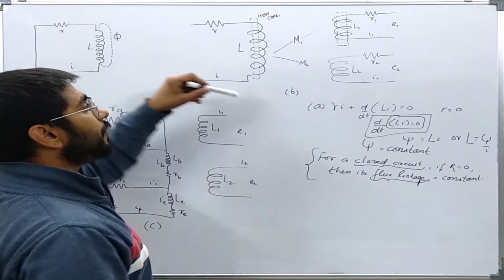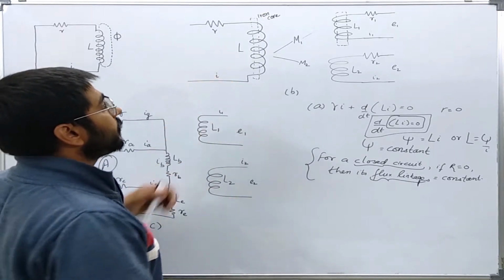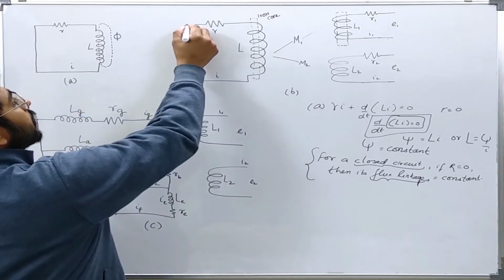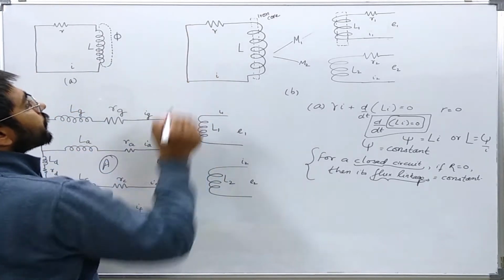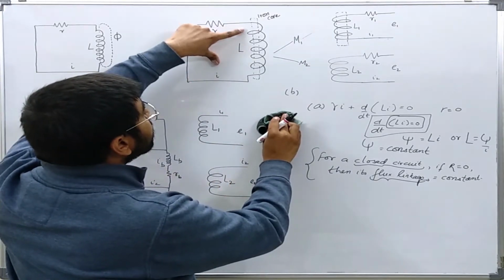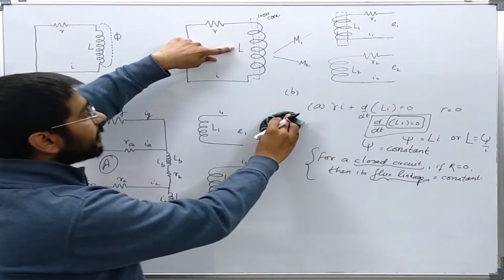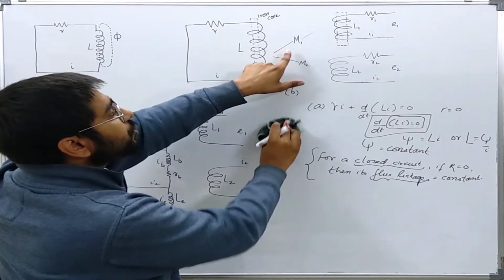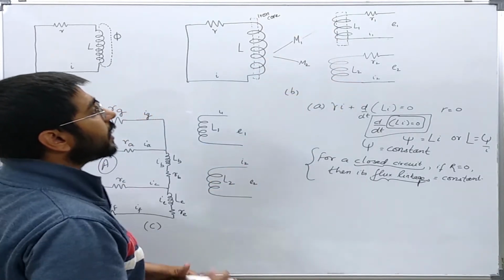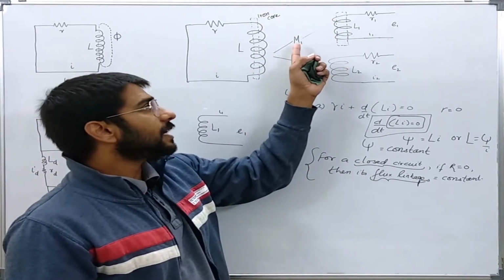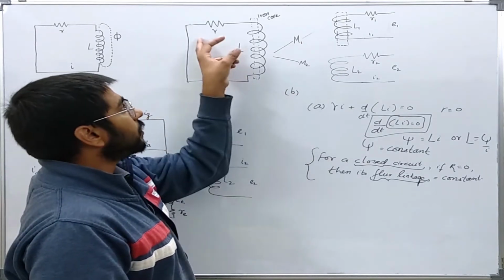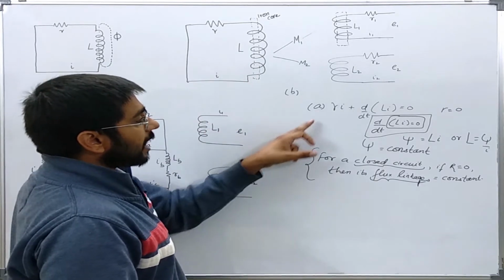For that I have drawn another circuit B here, which, let us say, is a closed one. Now this circuit has an iron core with self inductance L, and it is mutually linked with two other secondary circuits, circuit 1 and circuit 2. The mutual inductance coefficients are M1 and M2. Now I will write the equation for this circuit after erasing this.